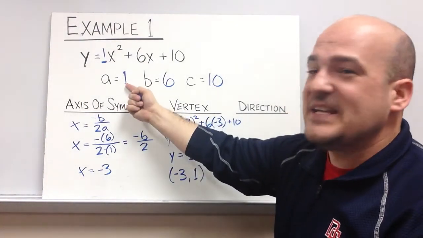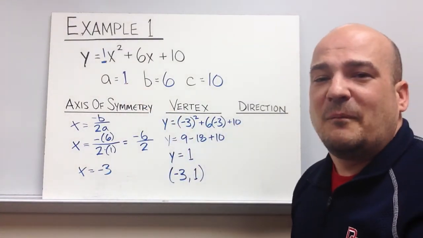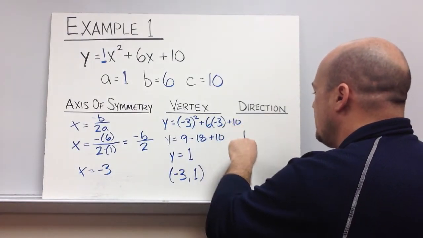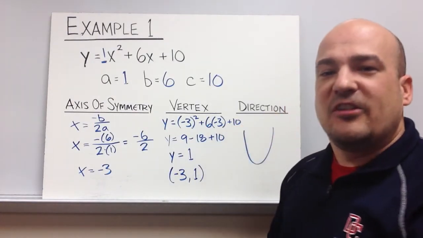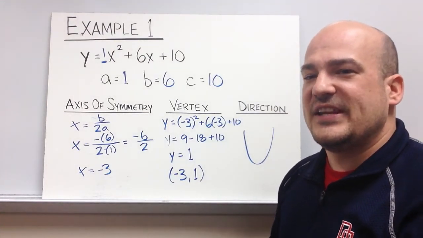But in this case, my A is positive, so my parabola, I'm just going to draw a picture of it. You could write opens up if you wanted to, but I'm just going to show that mine looks like this. My parabola looks like that. It looks like a smiley face. Okay, so there's the three things that we need to know.